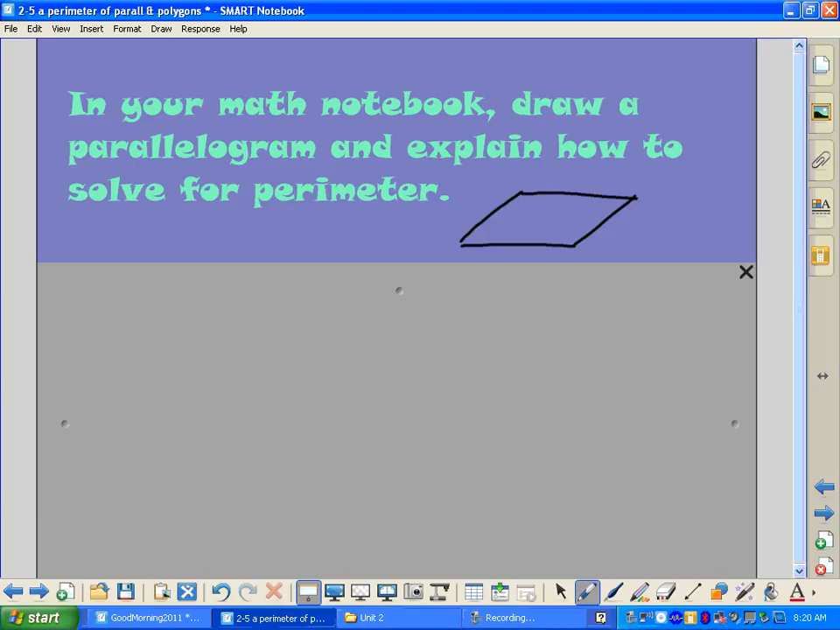Hey, let's look at how I would solve. So, what do we know about a parallelogram? Okay, it's got 4 sides, so it's called a quadrilateral. So we got 2 slanted sides. Okay. They have parallel lines. The top and the bottom are parallel, and the slanted ones are parallel. They're not perpendicular.